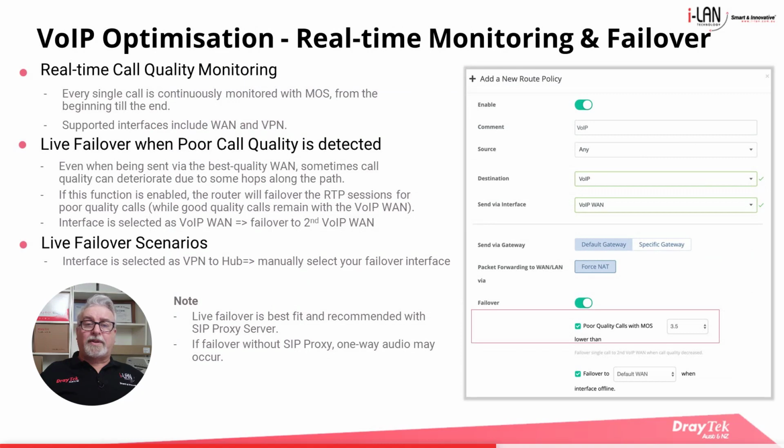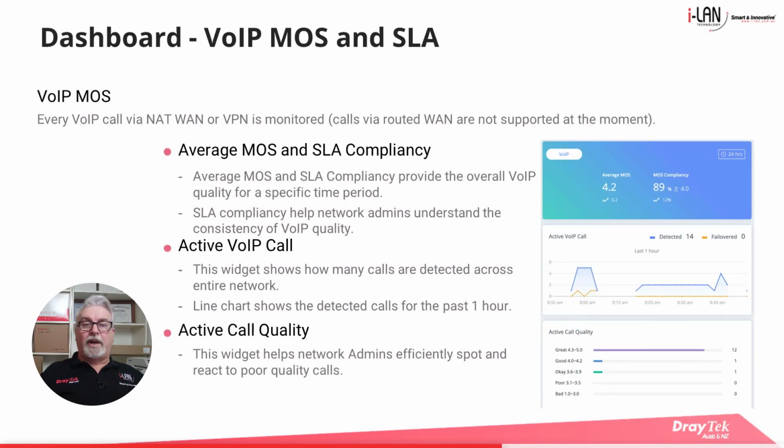ACS3 puts a lot of emphasis on VoIP monitoring and optimization. Every single call is continuously monitored from beginning to end. When the voice quality drops, there's a line failover. The dashboard also shows the VoIP MOS. Every VoIP call via NAT WAN is monitored, however routed WAN is not included at this stage.